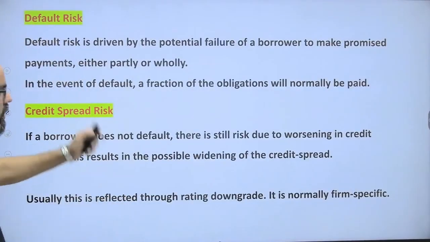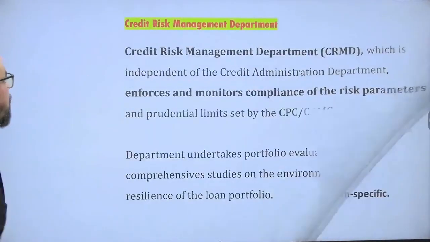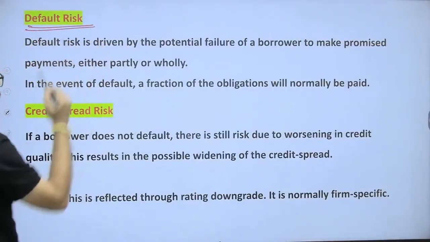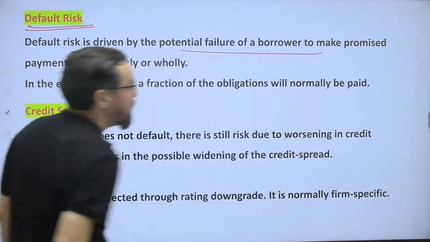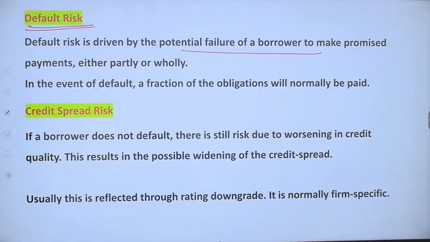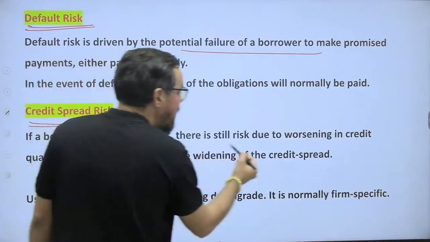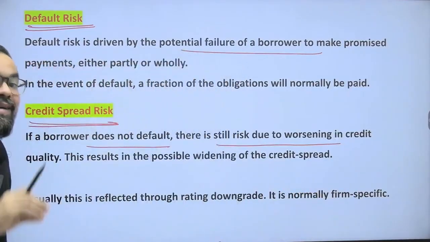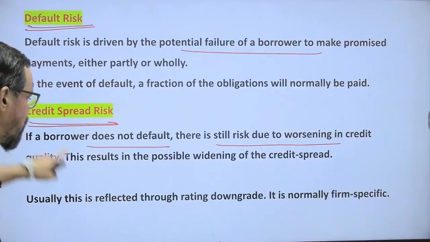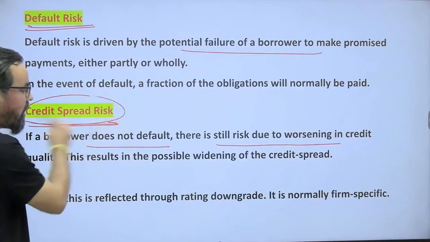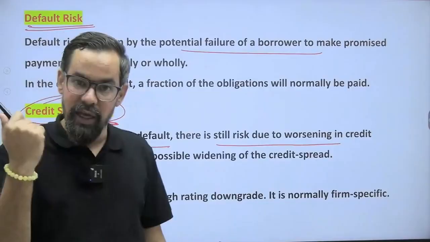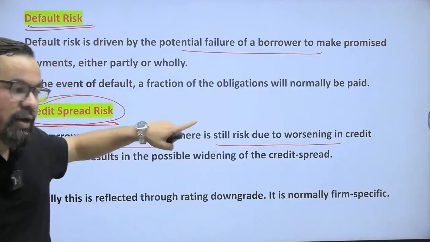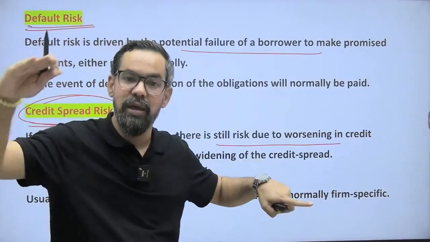When it comes to the types of credit risk, we have default risk, which is the potential failure of borrowers to make promised payments, either partly or wholly. That means when our asset becomes non-performing. Then credit spread risk: the borrower does not default, but there is still risk due to worsening of the credit rating, that is downgrade risk. I hope you remember that one. So credit spread risk is where, as I gave you the example of XYZ Limited, the credit rating is declining from triple A to triple B plus.